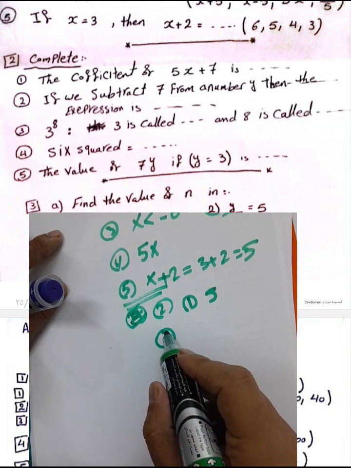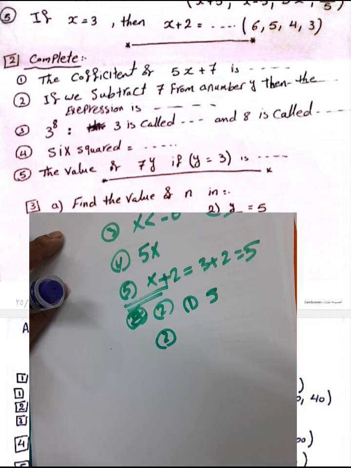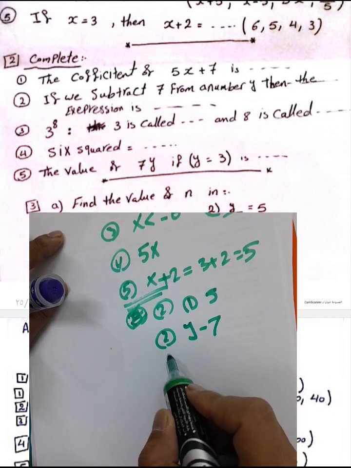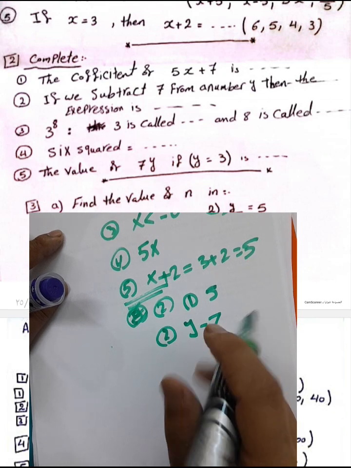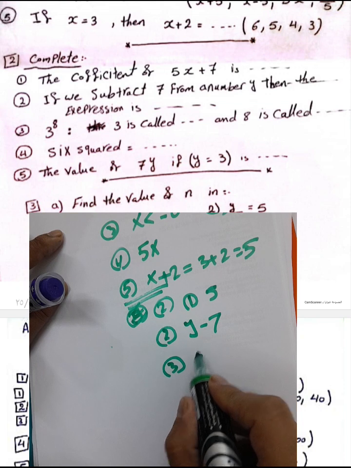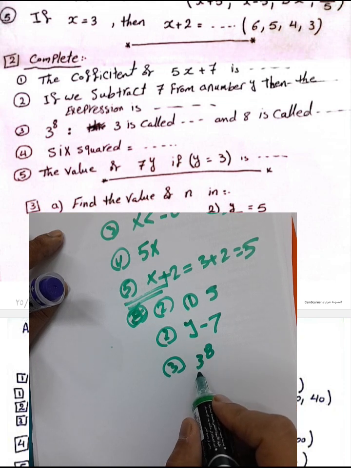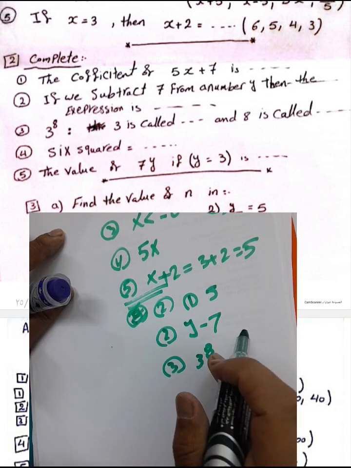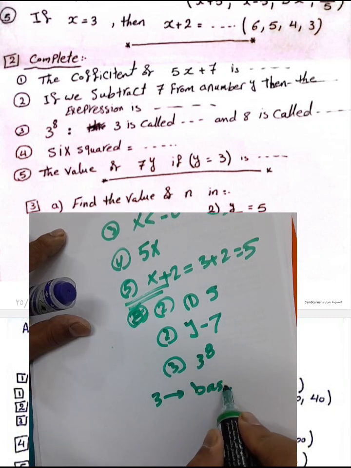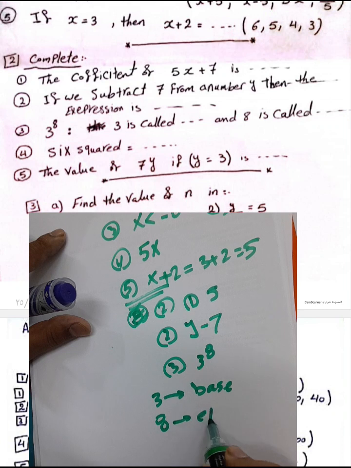Question number 2, if we subtract 7 from a number y, then the expression will be what? Y minus 7. Y is the minuend and 7 is the subtrahend. Question number 3, 3 power 8. 3 here is the base and 8 is the power or exponent. We call 3 the base and 8 the exponent.